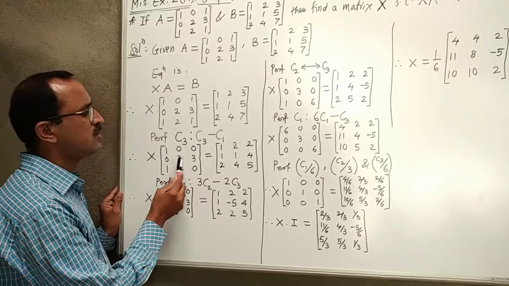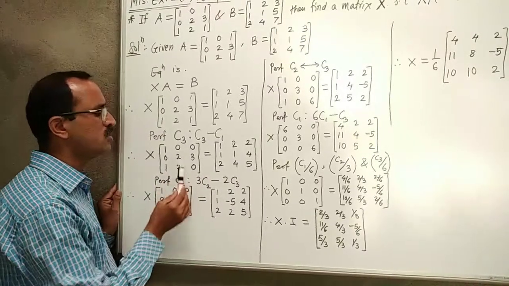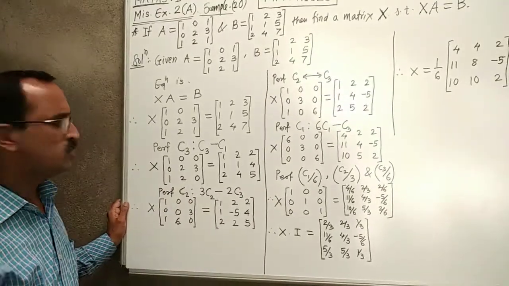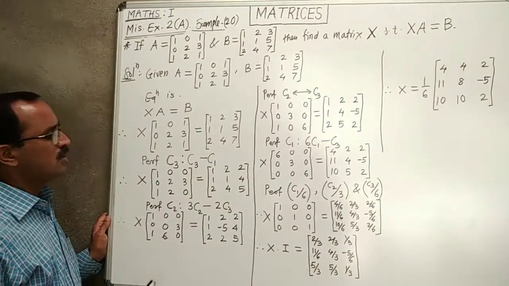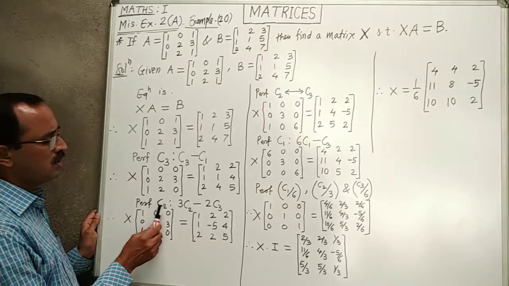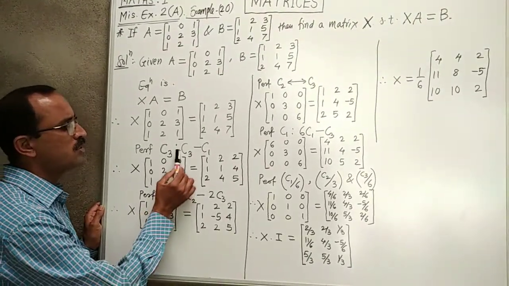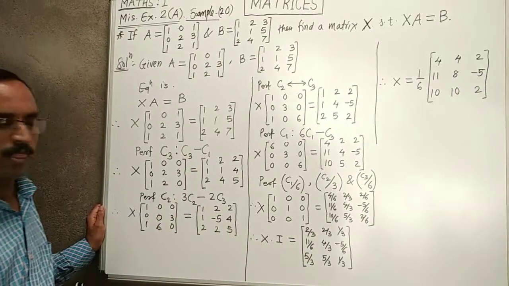So here we get 6, here we get 6. 6 minus 6 is 0. So we convert this 2 into 0, meaning we get 0 here. That means I write the transformation C2 such that 3C2 minus 2C3.